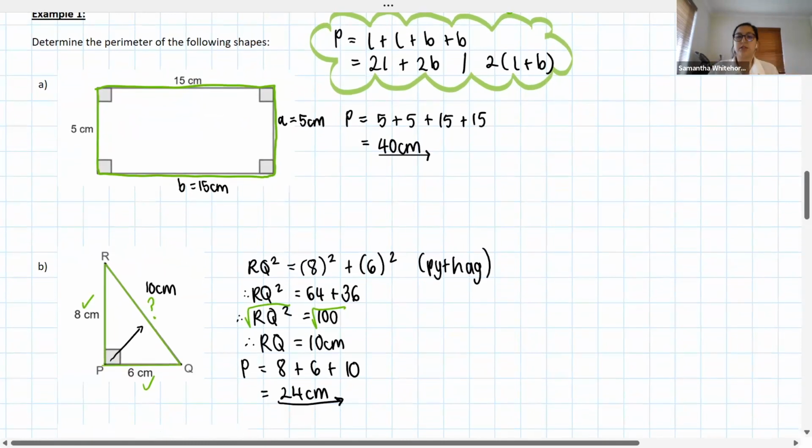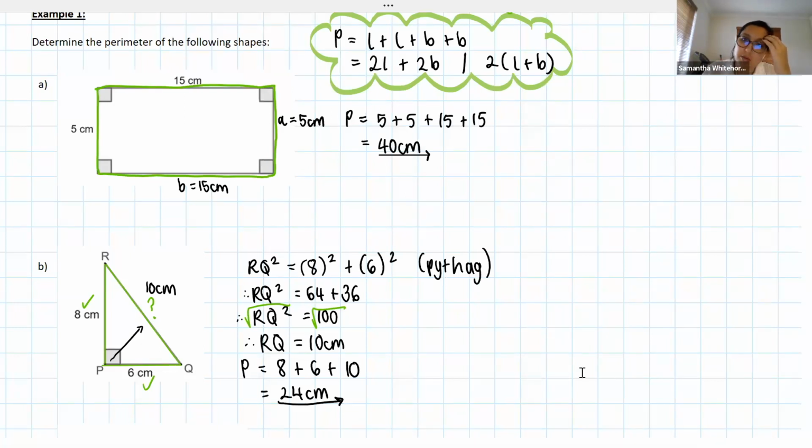Okay, so there are certain perimeter questions where we do have to do a little bit of working out before we can actually get to the perimeter. It often involves right angled triangles and us using Pythagoras. This is often where we test Pythagoras. And so it's just important to be mindful of that.